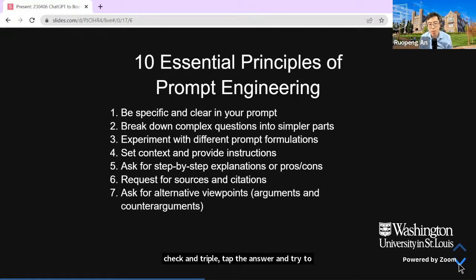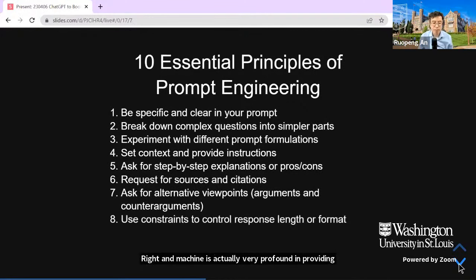Principle number 7 is to ask for alternative viewpoints, basically arguments and counterarguments. So think about you are doing a debate, right? You want to argue in both ways. Now, if you don't argue, then the reviewer is going to argue with you, right? So that is part of the science because we try to make arguments to make our scientific project more robust, right? Try to catch the mistakes and errors in early stages. Okay? And the machine is actually very profound in providing alternative viewpoints.